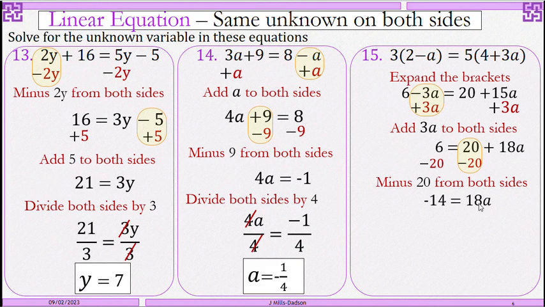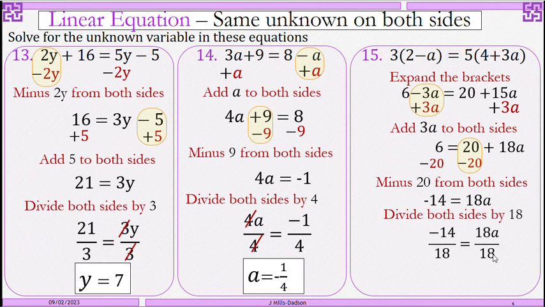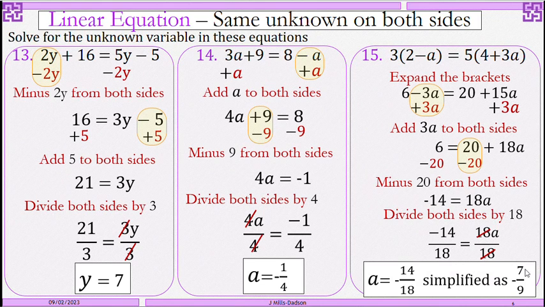We want to get rid of the 18 that is multiplying a. So we divide both sides by 18. And now 18 divided by 18 is 1, so we cross that off. And a is equal to negative 14 over 18, which could be simplified as negative 7 over 9. So that brings us to solving equations with unknown on both sides.